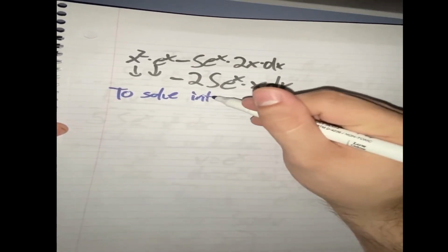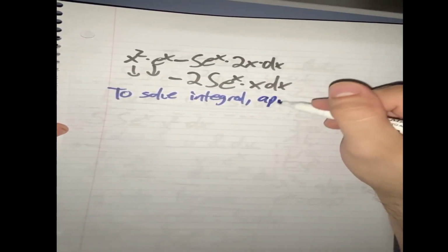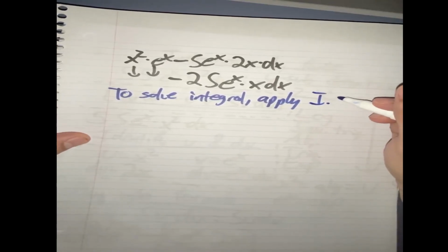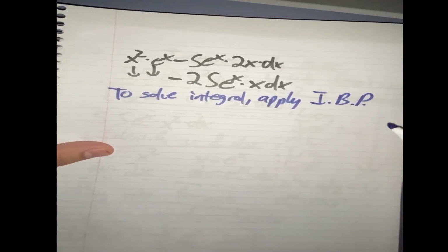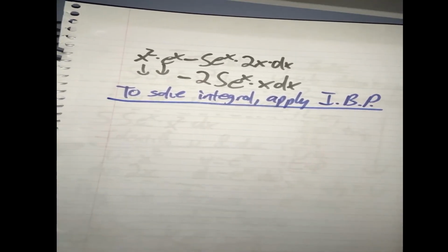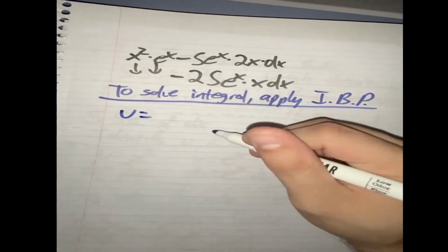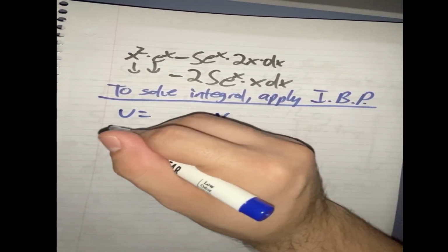To solve the integral, we apply integration by parts again. And I'm going to label it as IBP, but it's understood to be integration by parts. So we're going to go ahead and apply integration by parts again, which means that we have to select a u, a dv, and then from those we get our v and our du.